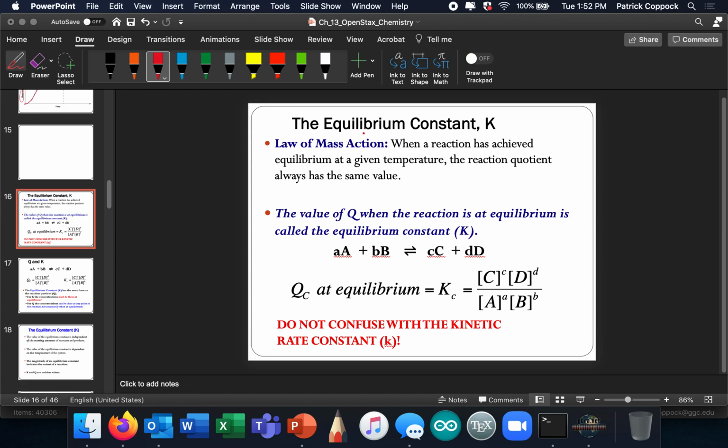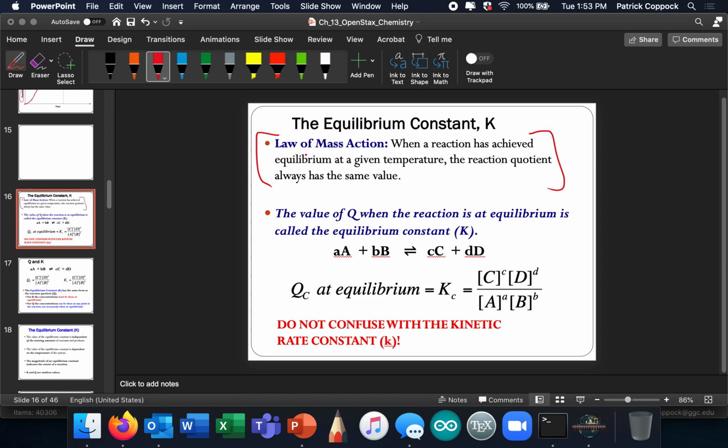All right, so now I just want to reiterate things we learned in a previous conversation and review the terms. Okay, so the equilibrium constant K is as follows. First of all, we're going to appreciate that there's such a thing called the law of mass action. I'm not going to use this term a whole lot.